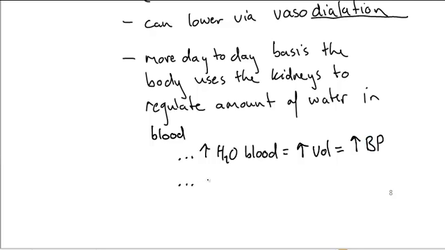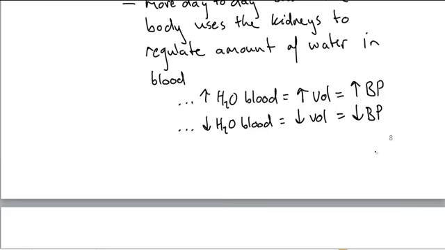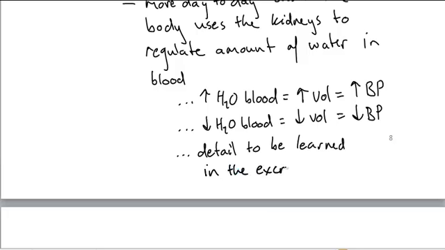In contrast, if you decrease the H2O in your blood, you decrease the volume, and therefore you decrease the blood pressure. And your body is very good at doing this. It uses a variety of hormones to regulate, and we're going to learn about those details in the excretory unit, where we talk about kidney function.